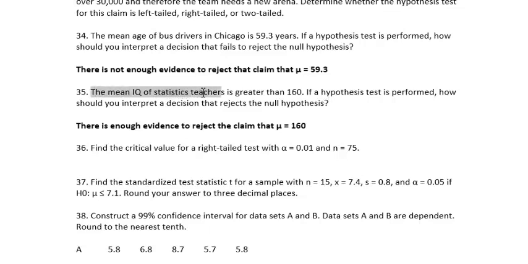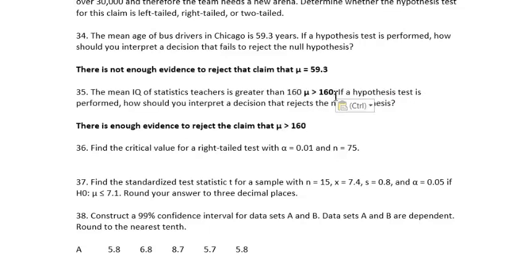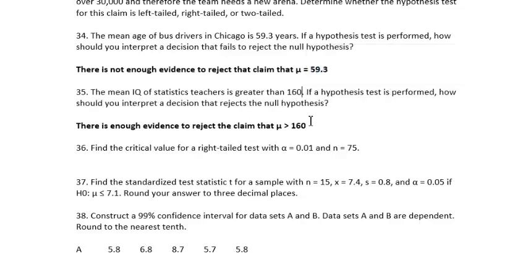35 is the converse. The mean IQ of statistics teachers is greater than 160, which I don't think it is, but anyway. So if a hypothesis test is performed, how should you interpret the null hypothesis? Actually, there's a little bit of a mistake here. What is the null hypothesis? The null hypothesis is that the IQ is greater than 160. So that's the null hypothesis. Mu is greater than 160. In mathematical terms, that's how we would write this.